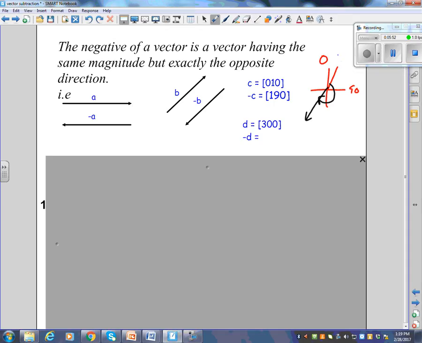So if the red one here was 10, then that angle would be 190. How did I get 190? I added 180. I added 180 to 10, and I got 190 without a calculator.